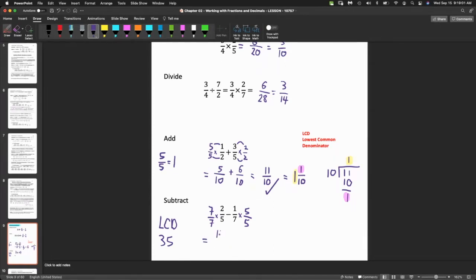So this becomes 14 over 35 and 5 over 35. Can someone confirm 19 over 35? I think Huria just didn't put the 1 in front.